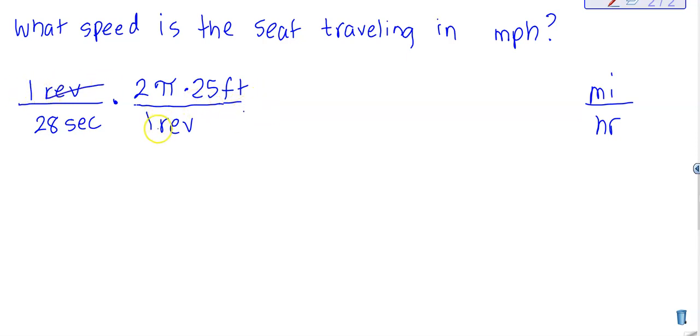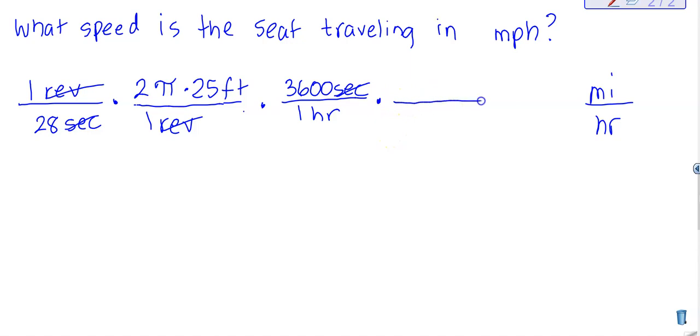Okay, so that gets rid of revs. So now we're either converting feet to miles or we're converting seconds to hours. It doesn't matter which one we choose. So let's go seconds to hours, right? So 3,600 seconds is equivalent to 1 hour. That gets my hour in the denominator where I want it and removes the dimension of seconds. So now we have our denominator dimension figured out. Let's convert feet to miles.